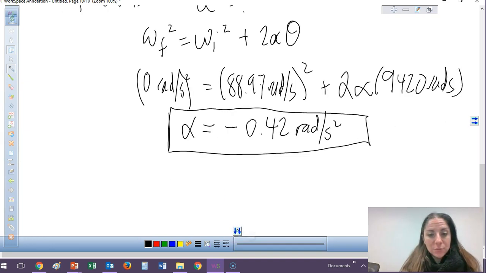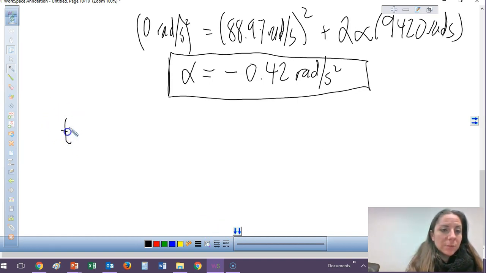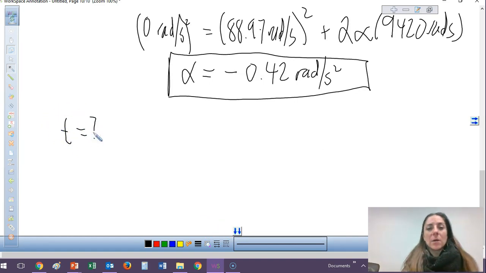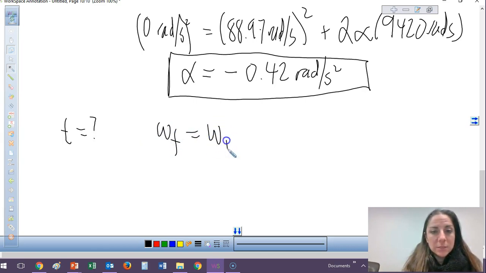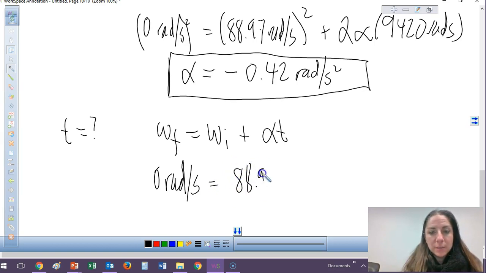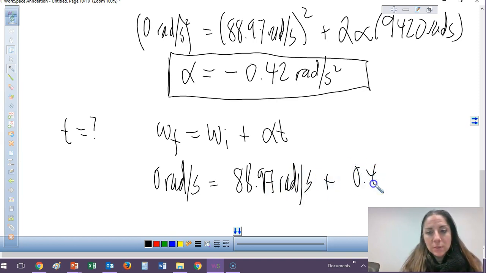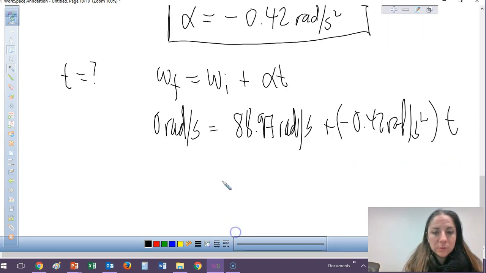So now the next question is, what is time? How long did it take to do this? Since we have acceleration now, we can use pretty much any kinematic equation. The one I like is this one because it's the easiest. And then I'll plug in my numbers. 0 radians per second equals the initial, which was 88.97 radians per second, plus negative, sorry, I'll get that in a second, times t, sorry about the pen here.